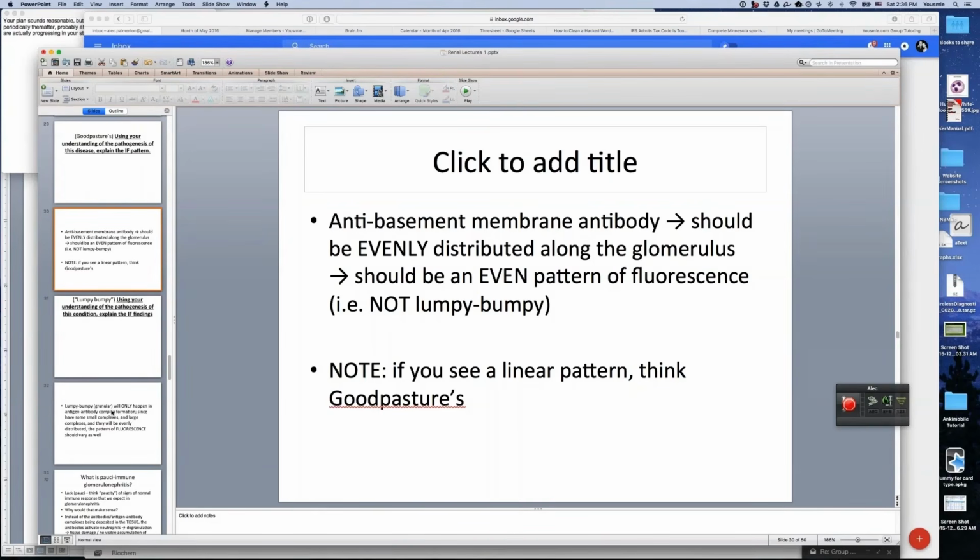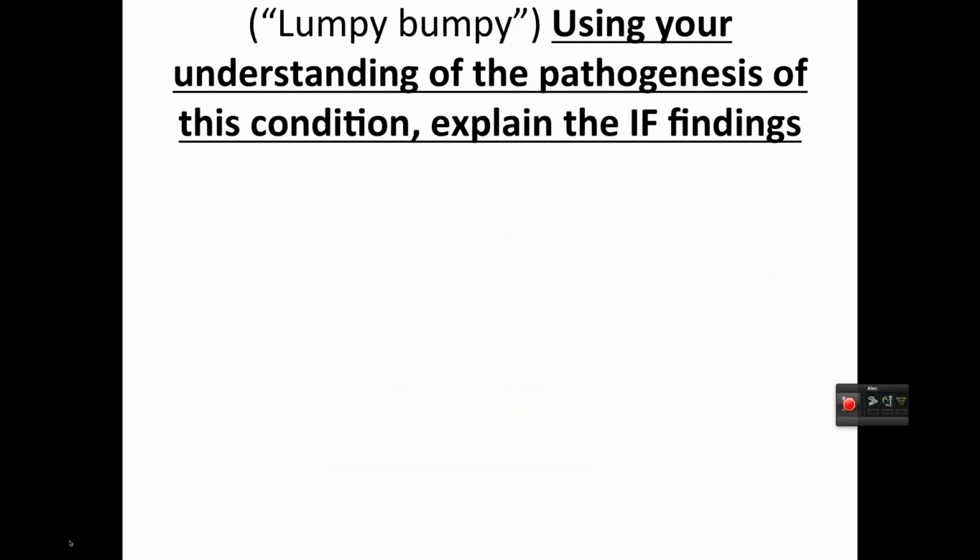Okay. So how about lumpy bumpy? If something is lumpy bumpy, what do we know that it is and why? It's definitely nephritis. Yeah. Post-strep or something. So what does it tell us? Why would it be lumpy bumpy? Why would that make sense? Because it's type 3 and they're just depositing anywhere. Yeah, exactly. It's not uniform. Perfect. If it's a type 3 hypersensitivity reaction, you have these balls of antigen-antibody complexes floating around.